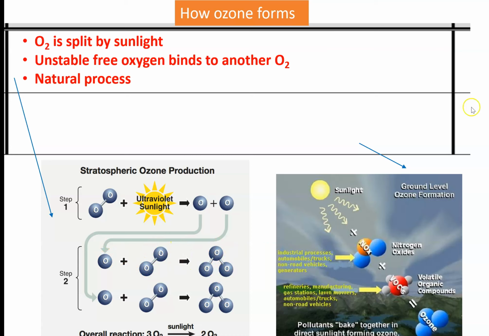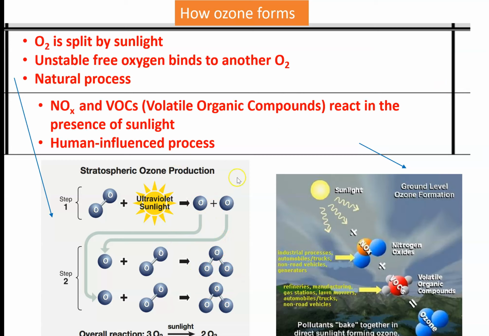So that's how you get ozone in nature. That's a natural process. There's also the human influence process where sunlight will create a reaction with things like nitrogen oxides, which we just talked about, and volatile organic compounds, which I will talk about. And that whole reaction, sunlight plus nitrogen oxides plus VOCs, creates ozone. So they all kind of bake together to create ozone.